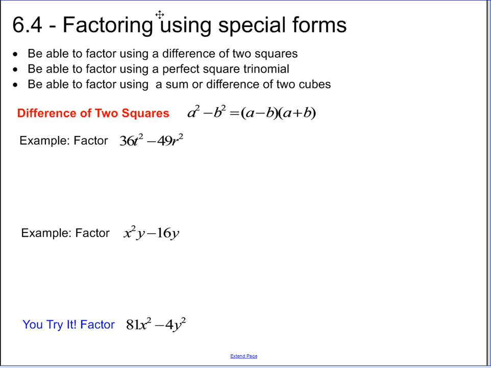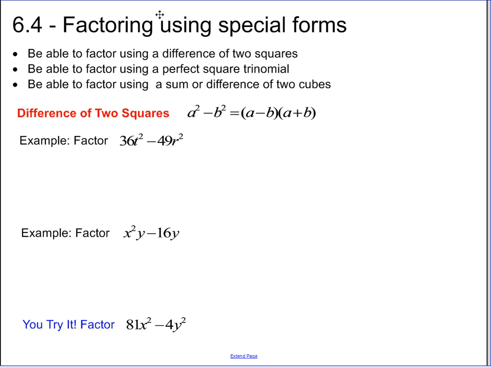We're going to talk about factoring using special forms this time, and there are three basic special forms that we're going to use. Just using a difference of two squares as shown on this page. We're going to talk about being able to factor using a perfect square trinomial, and I'll show you those, and being able to factor using a sum or difference of two cubes. And we're also going to look at another special form, which is essentially the quadratic form, and I'll talk about that as we go. So let's start.